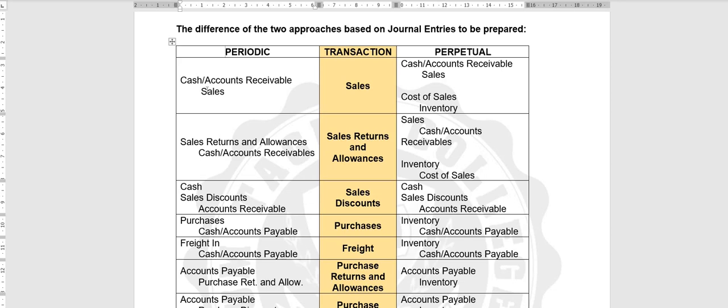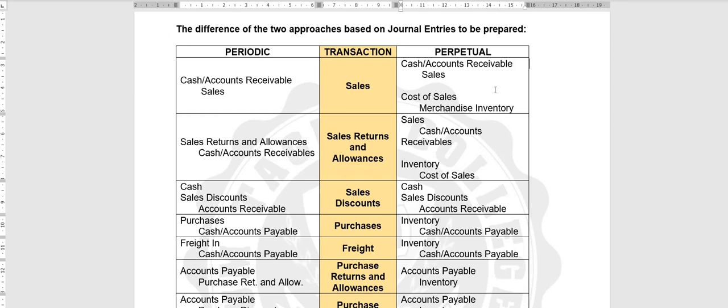Under the periodic inventory system, we debit cash or accounts receivable as applicable and credit sales. The same goes for perpetual. But for the perpetual inventory system, you have one more entry: we debit cost of sales or cost of goods sold, and we credit inventory, specifically merchandise inventory.